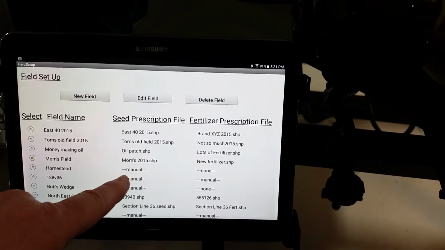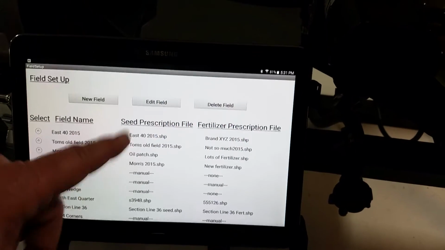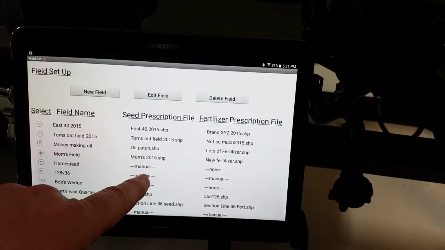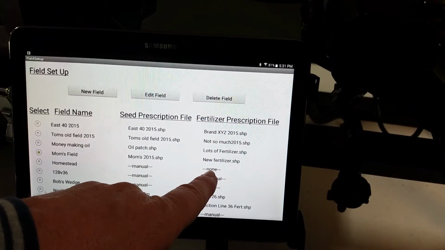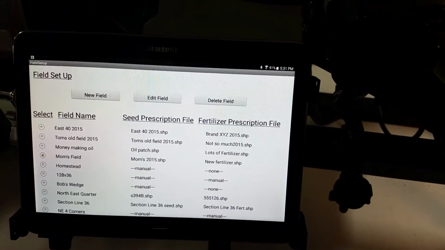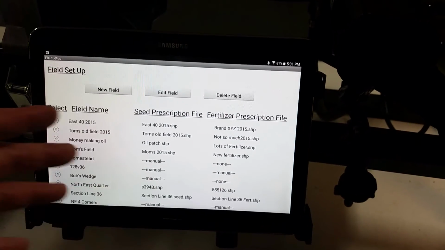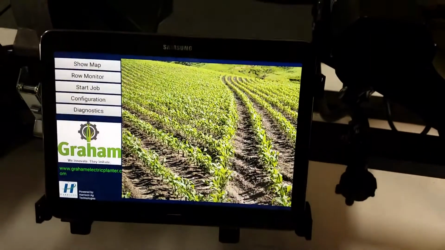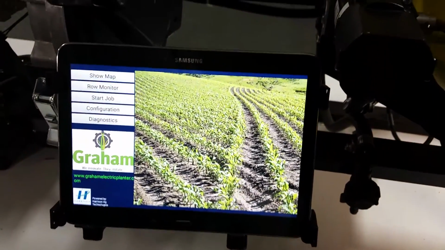If you can see, some of these have manual here. We didn't have a prescription file for the homestead field, so we made it manually, and we just told it how many blanket population we wanted, and it didn't have a fertilizer prescription file. So it gives you all kinds of flexibility as far as layers of prescription files or manual. And that's pretty much the GrahamPro system.